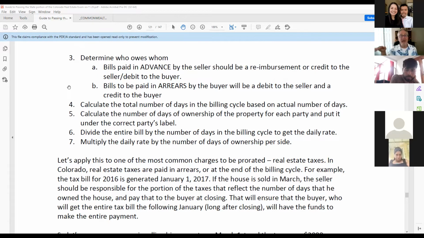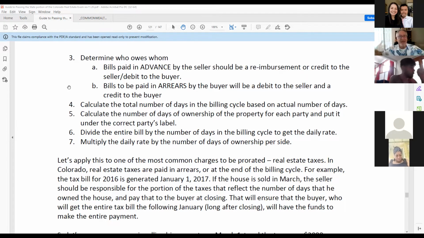So you draw a timeline out, you determine who is getting a credit, who's getting a debit, and then you got to calculate the number of days. This is the methodology of doing prorations, folks. Remember, you're responsible for this closing. So you calculate the total number of days, the number of ownership for each side, how many days. Then you divide the entire bill by the number of days in that billing cycle to get a daily rate. We're always trying to get a daily rate, whether it be for interest or whatever it is. We got to get a daily rate of that thing. So you'll see me always funnel down into a daily rate.